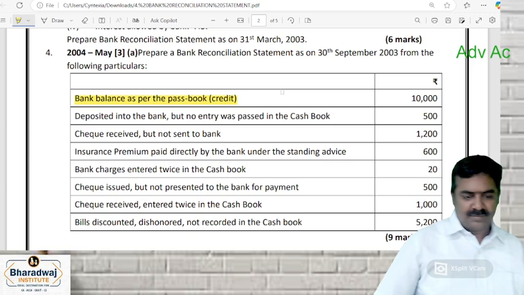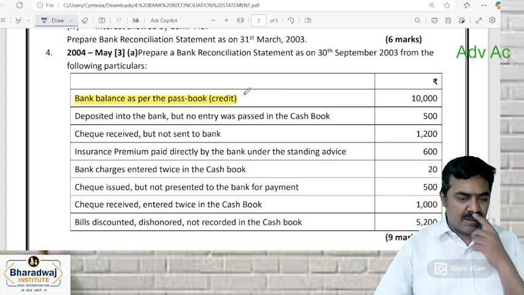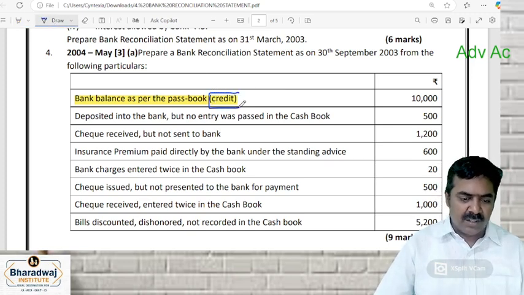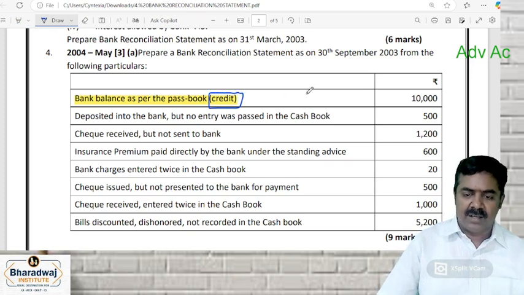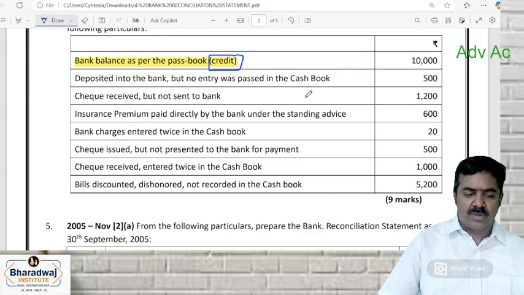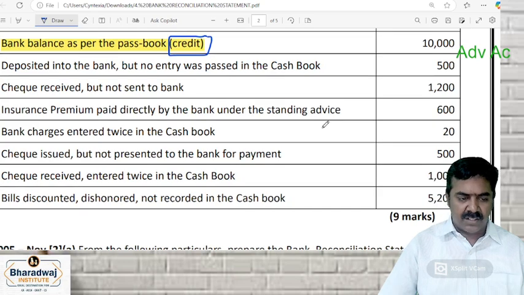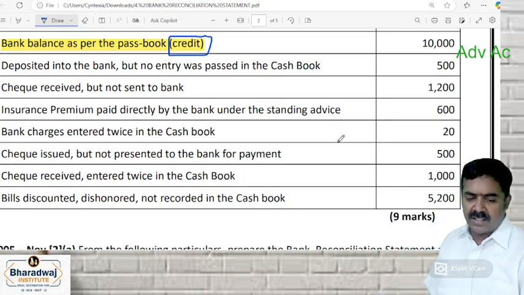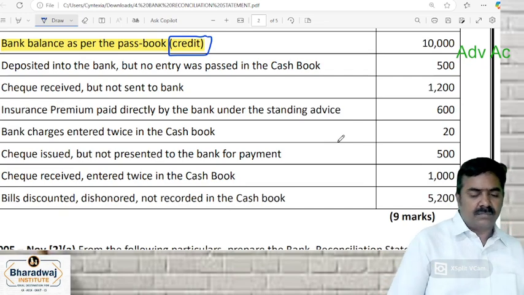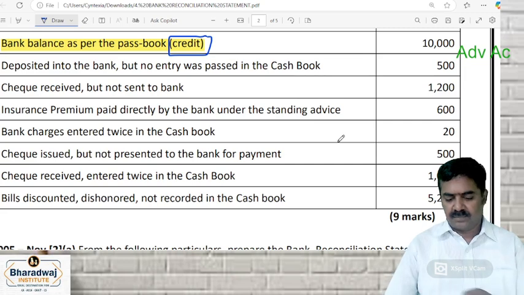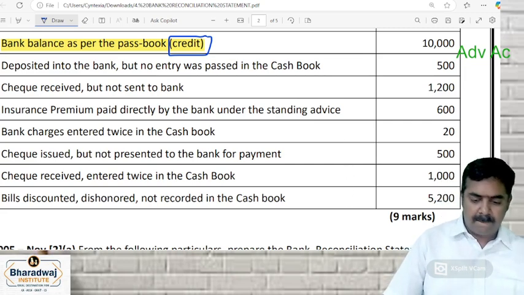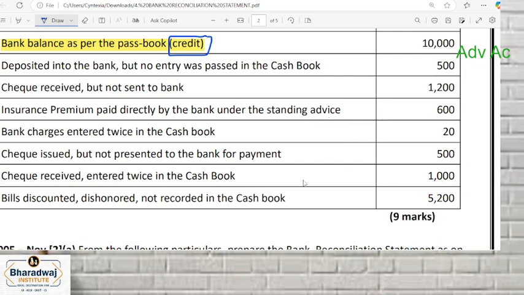Try. Balance as per passbook, credit balance now. Passbook la credit balance and then normal balance. Try pannu. So assume the role of a banker. According to the customer you adjust. Then you will get balance as per cash book. Try pannu.